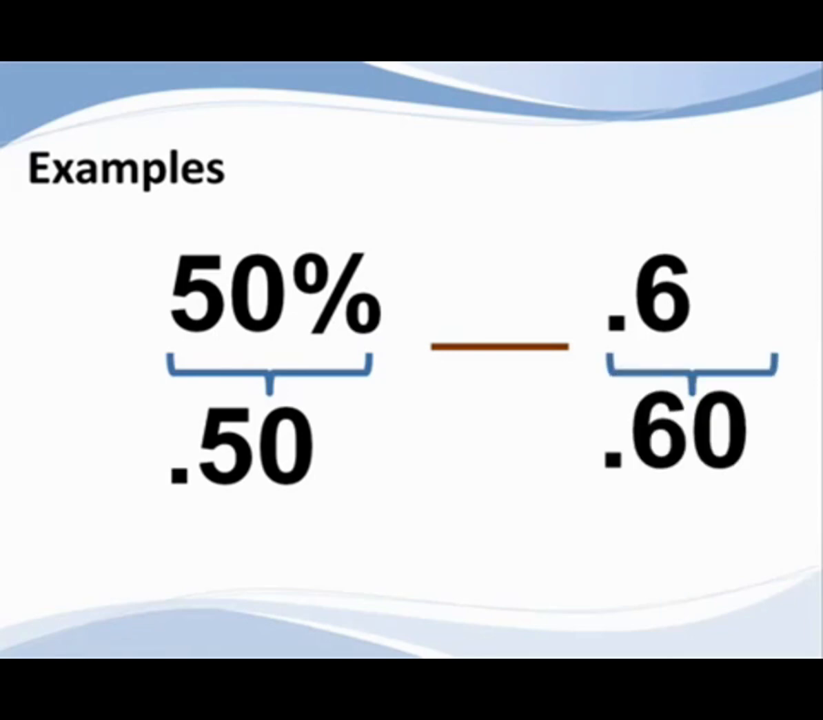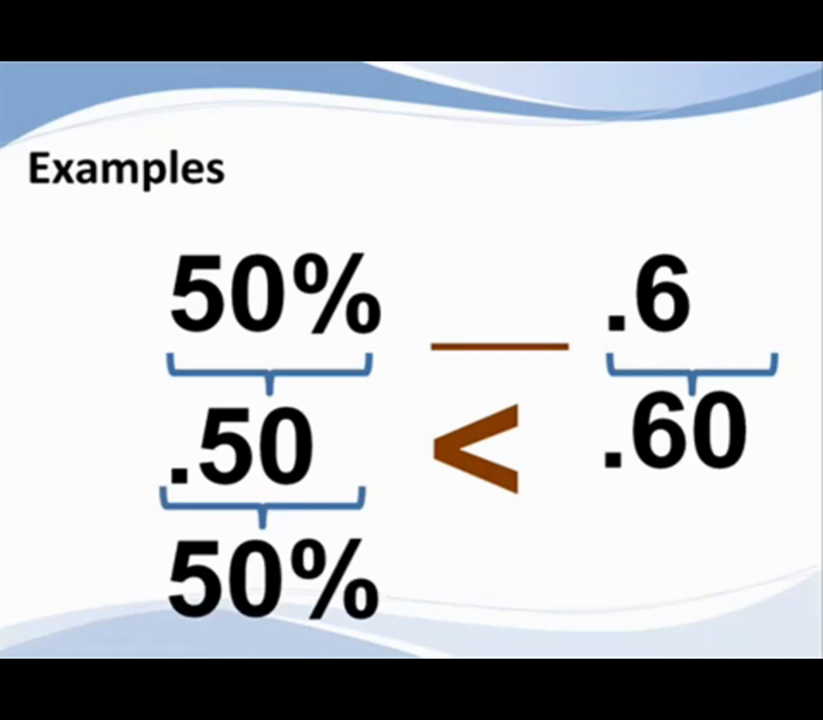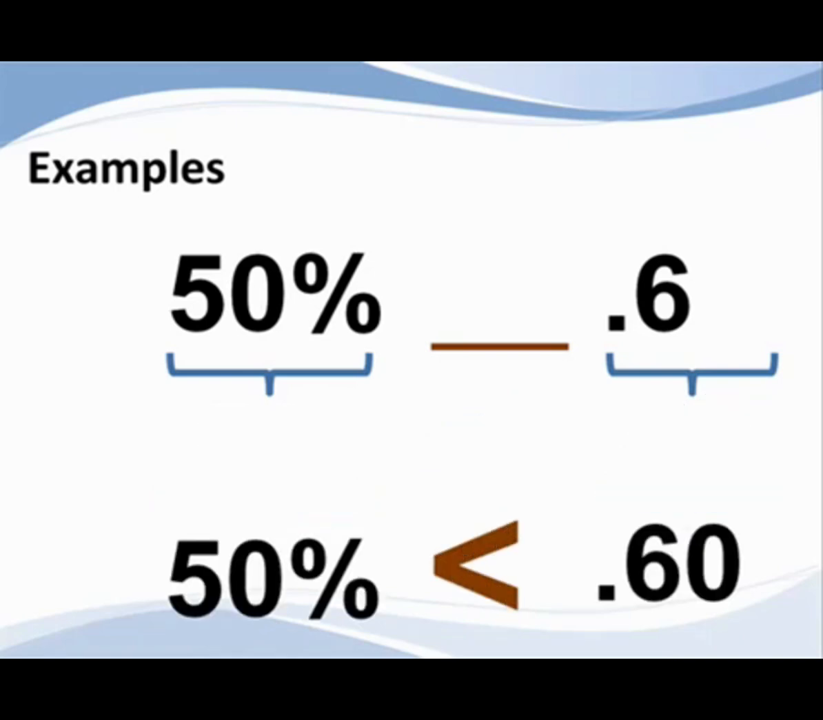6/10 is the same as 0.60 since we can add as many zeros to the right of a decimal point without changing its value. 50 hundredths is smaller than 60 hundredths. The comparison symbol points to the smaller number. So we know that 50% is smaller than 6/10.